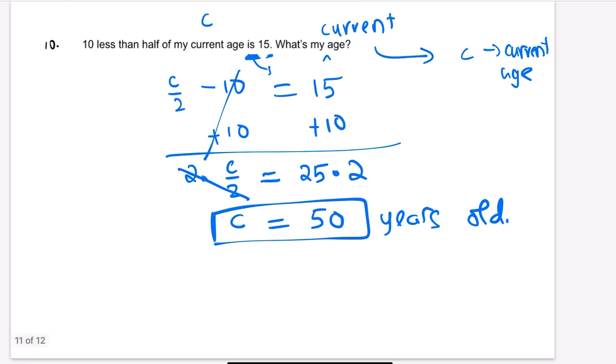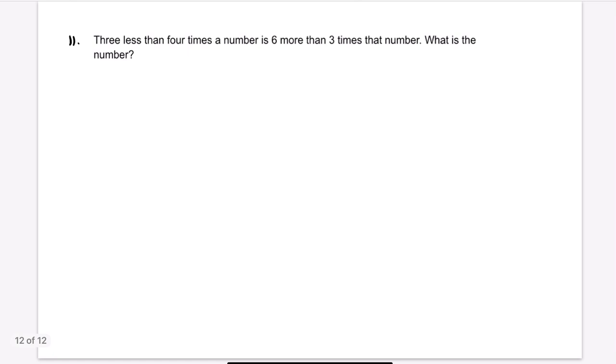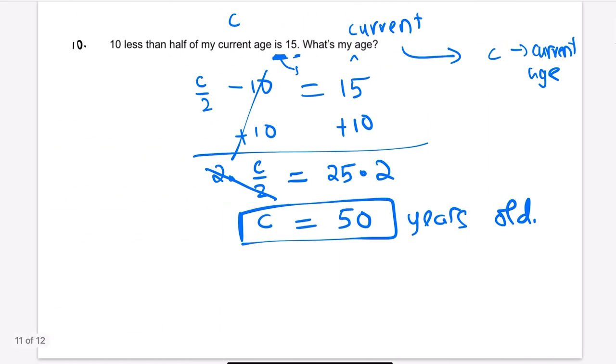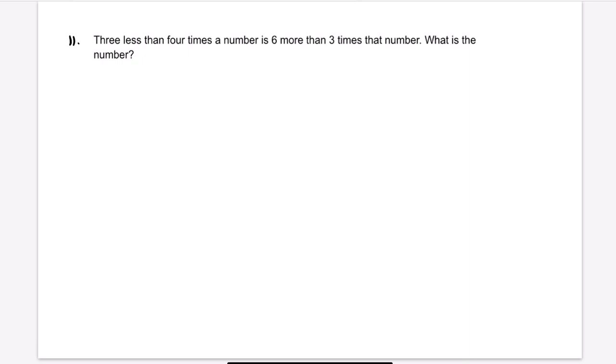I hope you got this problem. And there's one more. I think this is the last problem we have for today. And let's see what this is all about. 3 less than 4 times the number is 6 more than 3 times the number. What is the number? Okay. We have to convert these sentences into mathematical equations. Let's do that.